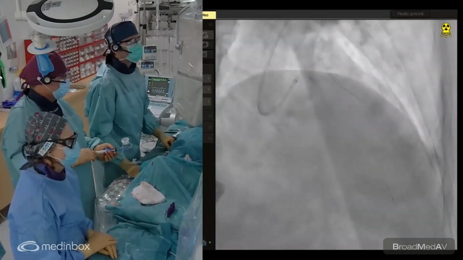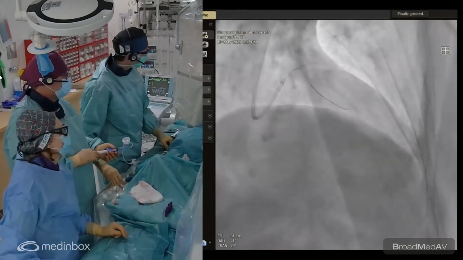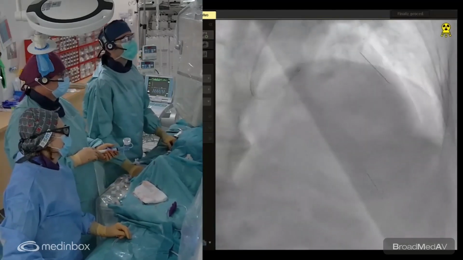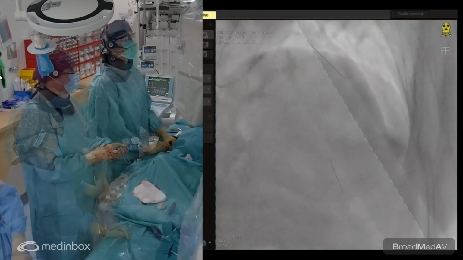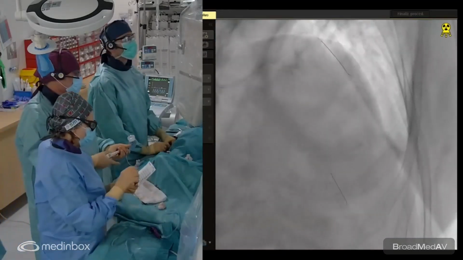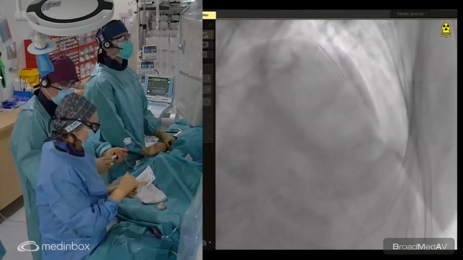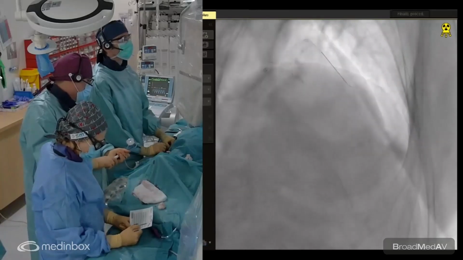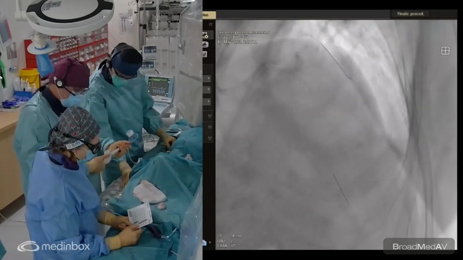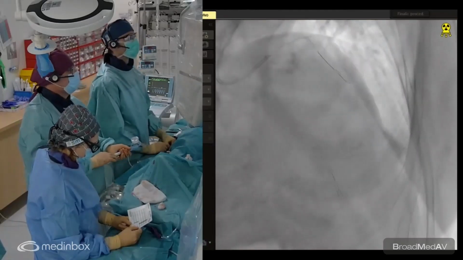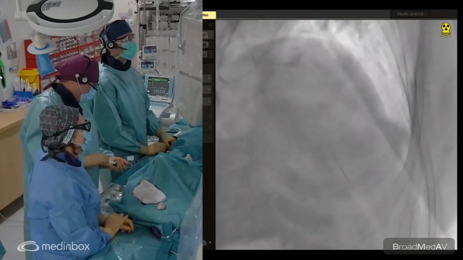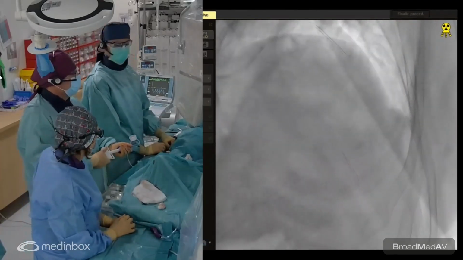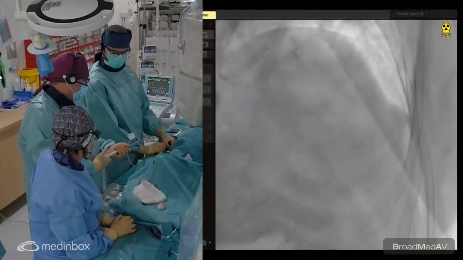So we are going to see if the 1.5 balloon crosses the tight and calcified lesion of the LAD. After this inflation, we are doing IVUS. If we thought the IVUS could cross initially, we would have done it, but in this case I'm pretty sure that the IVUS cannot cross this critical lesion. If you are seeing the hemodynamics, the intra-aortic balloon pump is doing its job.